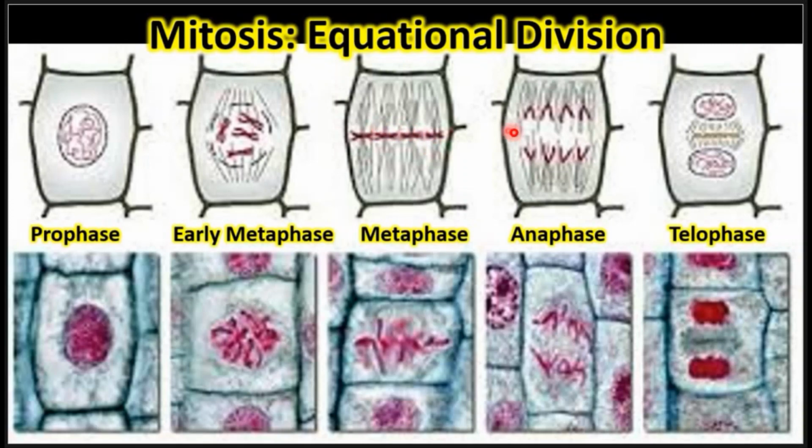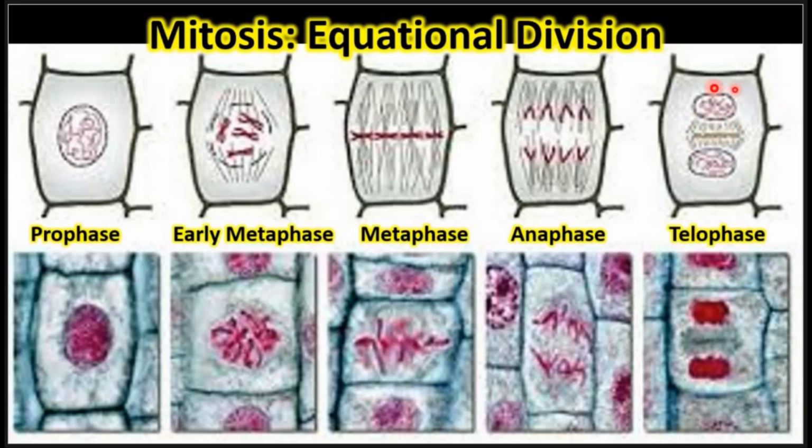to spindle fibers. This is anaphase, where the chromosomes have already been separated. These are called sister chromatids. These chromosomes are separated from one another. These two, which are actually copies of the same chromosome, will now separate and move towards the opposite pole, and they are actually pulled by the spindle fiber.